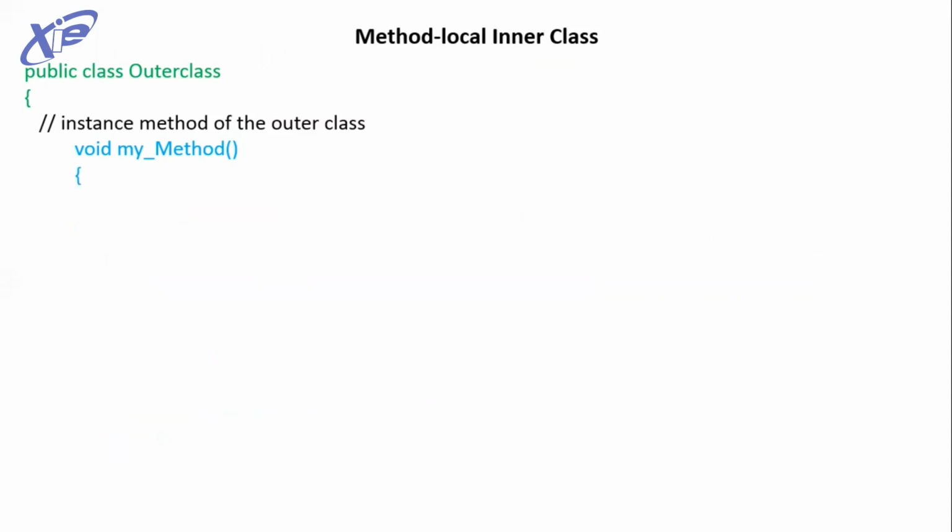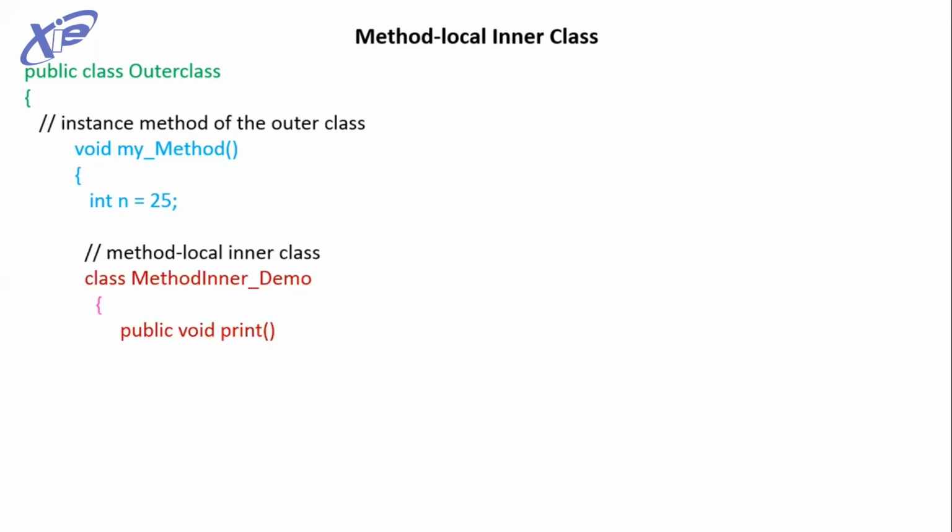So here in this you see an outer class, and this outer class has a method, and inside this method we have taken an integer variable n. Inside this outer method we have created an inner class. Here you can see, this inner class contains a method which is trying to print the value of this n. This can be accessed because this class is defined inside this method only.